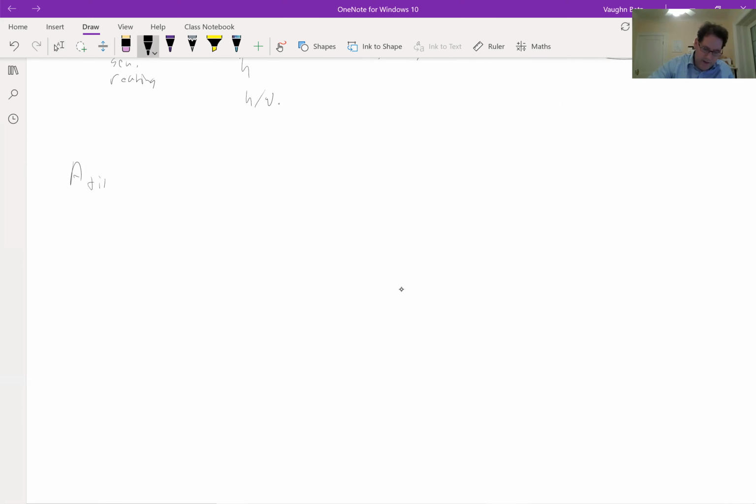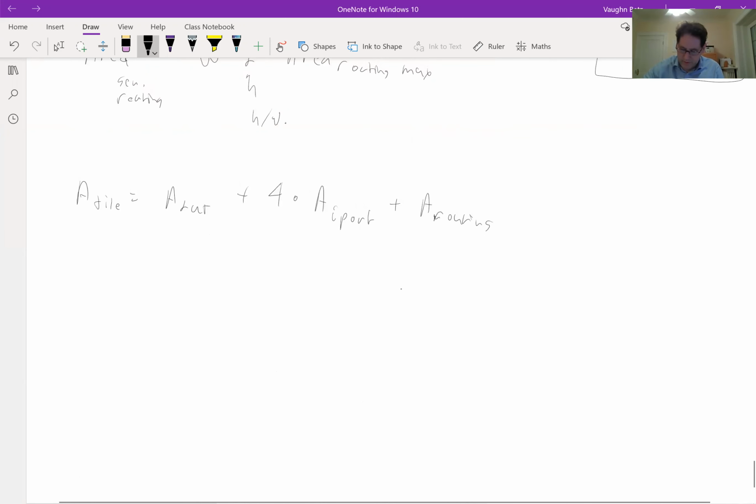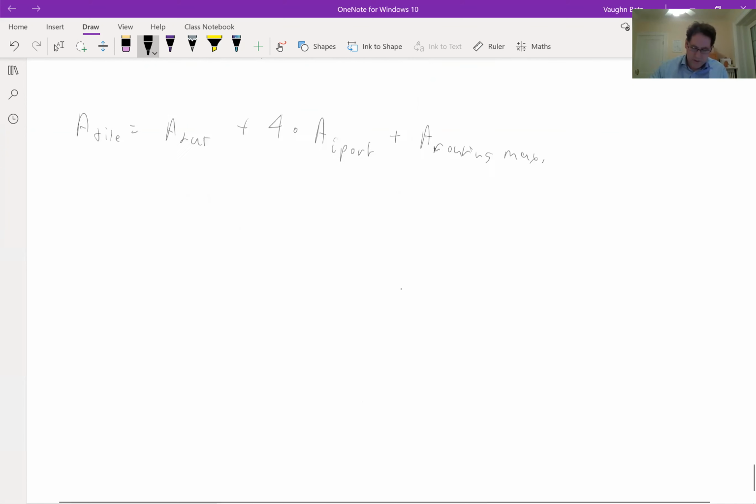Okay, so I can now add up what is the area of the whole thing. The area of this repeated tile is the area of the LUT, plus we have 4 inputs. We need 4 times the area of an input routing port, which is just a mux, but a pretty big one. And then we need the area of the routing mux plus driver.